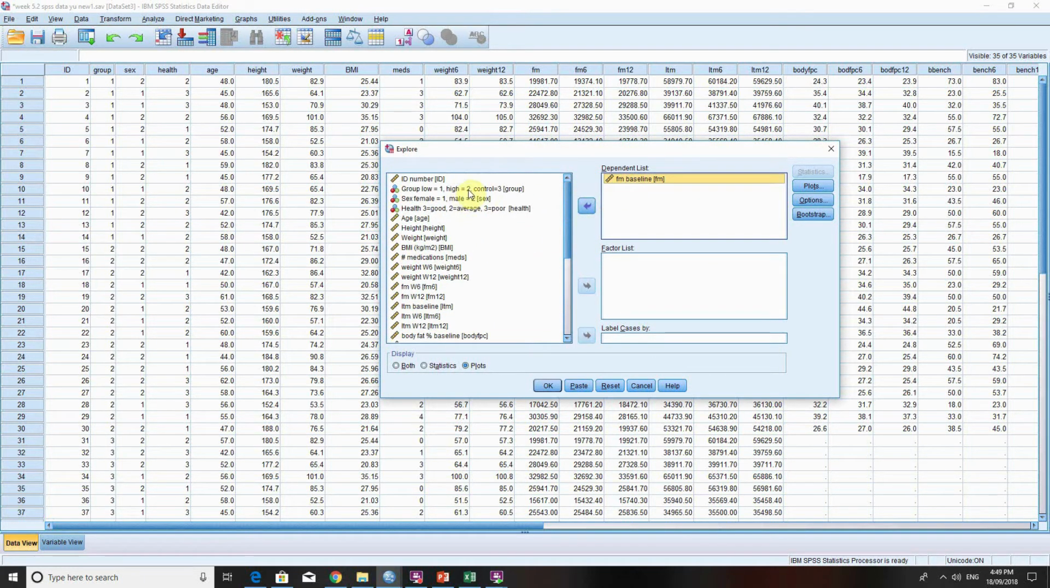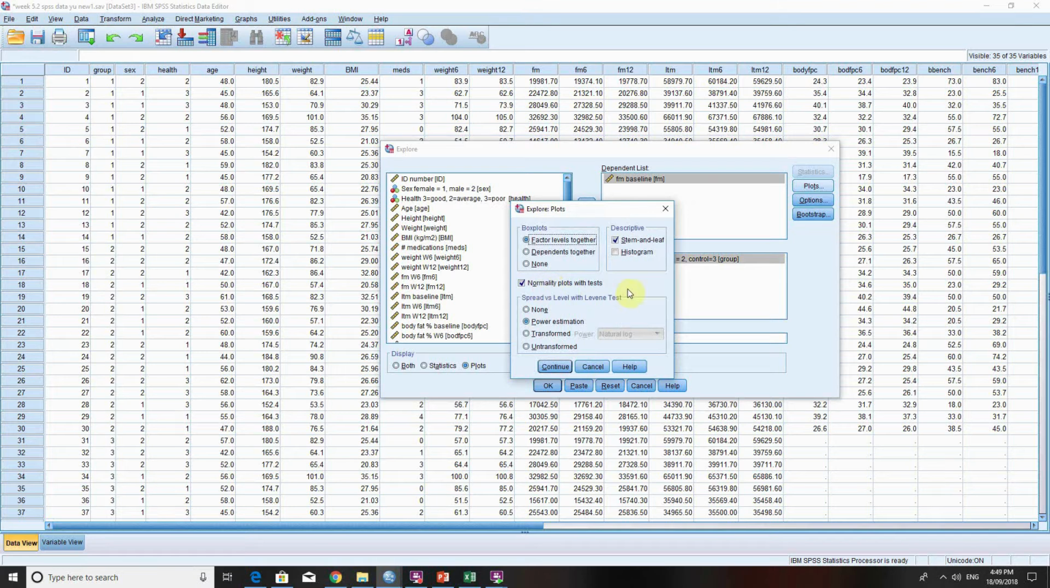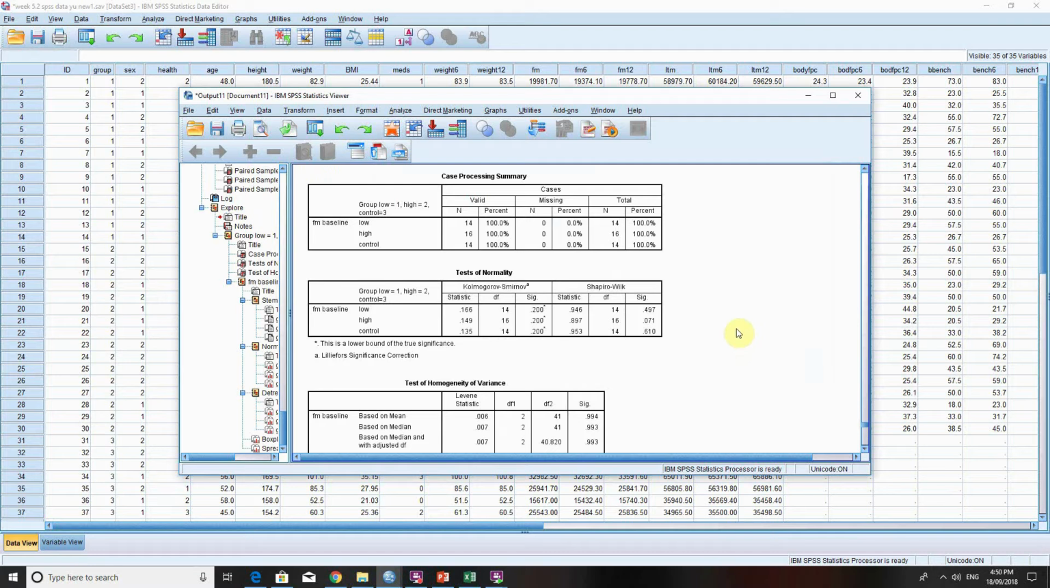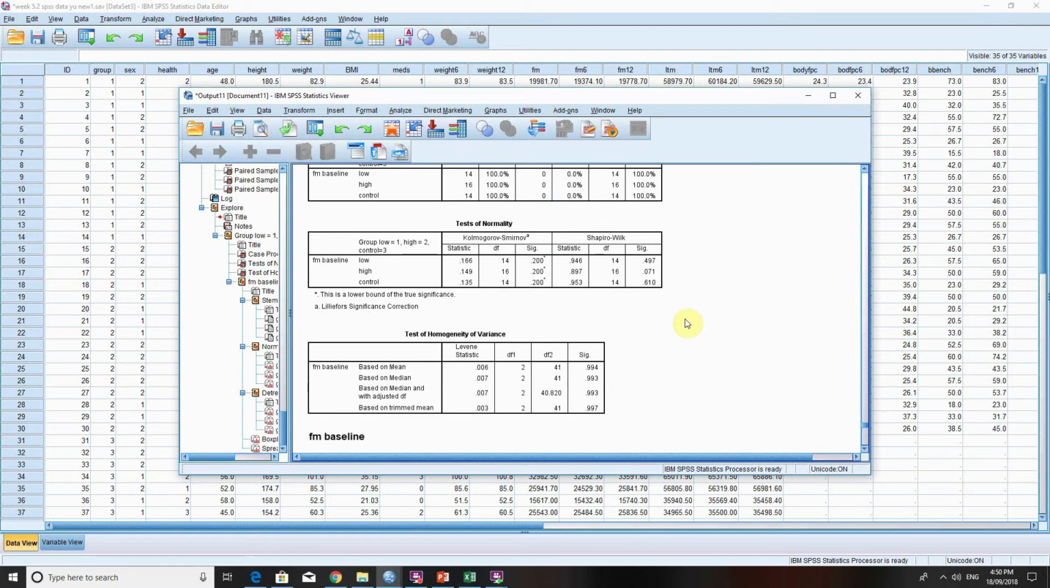And because I'm using group in the comparison, I need to use this in the factor list for the normality as well. Normality plots with tests is already ticked and power estimation is also ticked. Press OK. And as we can see here, our fat mass baseline for the low group is normally distributed because P is greater than 0.05. Same for the high group, it's greater than 0.05, and same for the control group.